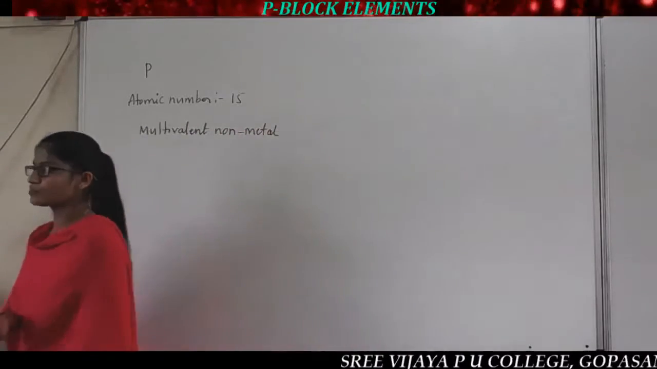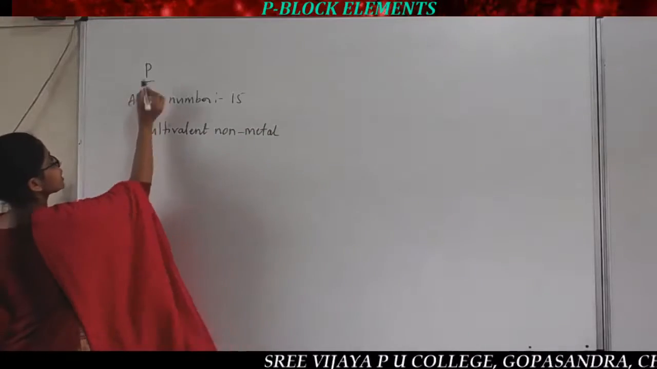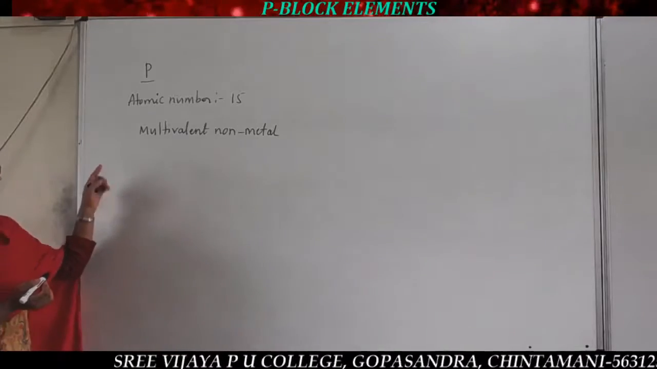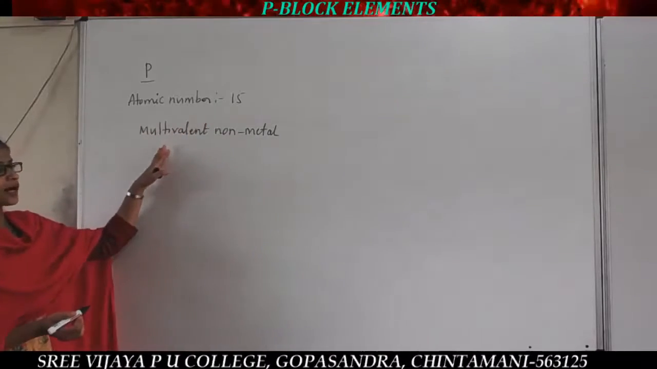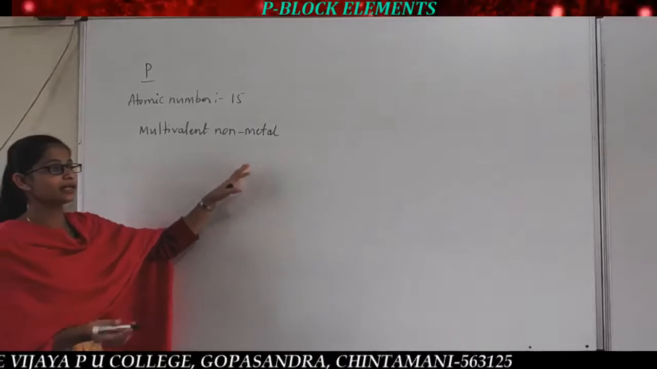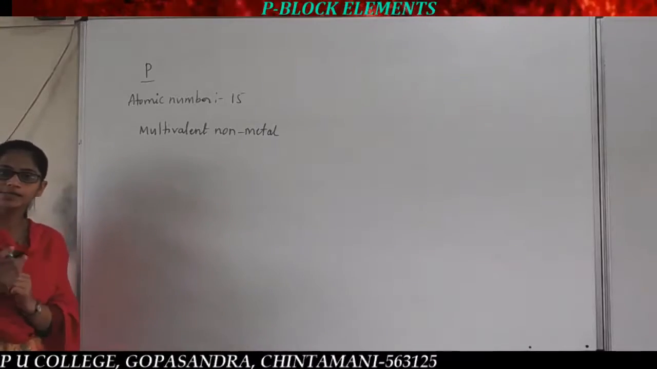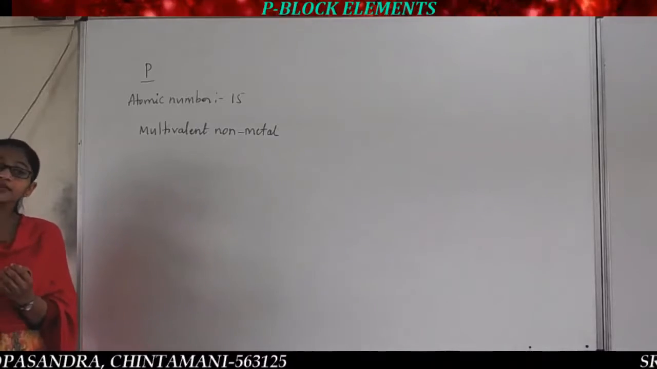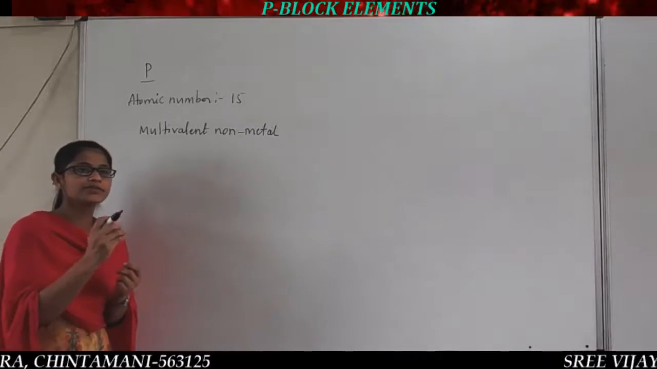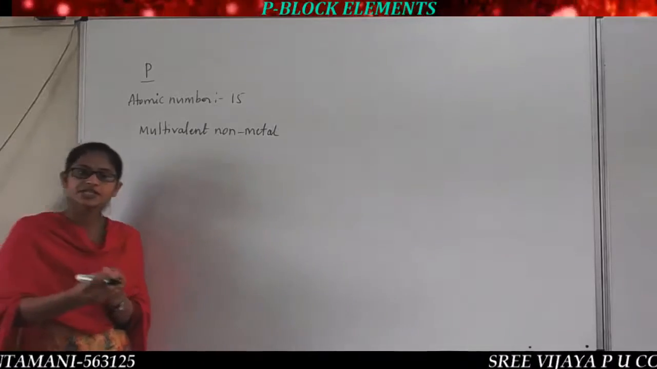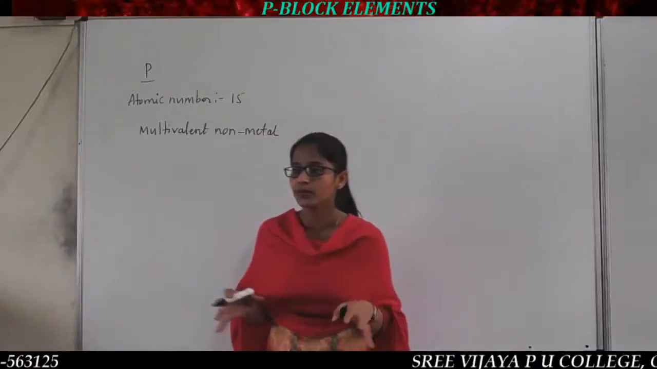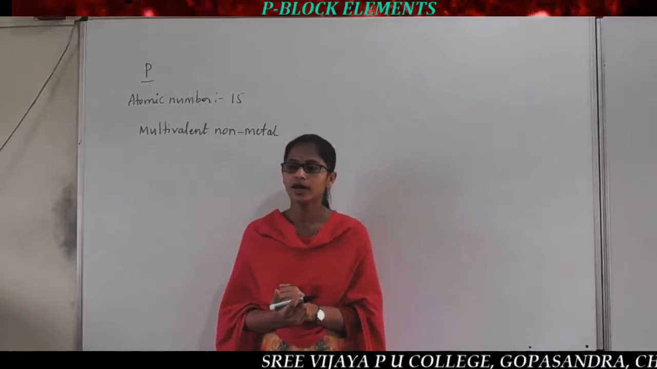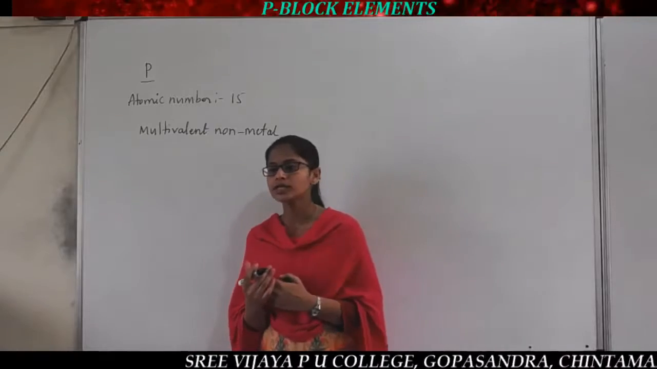The symbol of phosphorus is P. So we have to indicate phosphorus in the periodic table. The symbol is P, atomic number is 15. It is a multivalent nonmetal, an example of a nonmetal. It forms different valence or oxidation states in different compounds, so we call it a multivalent nonmetal. Okay, next, coming back to this phosphorus.